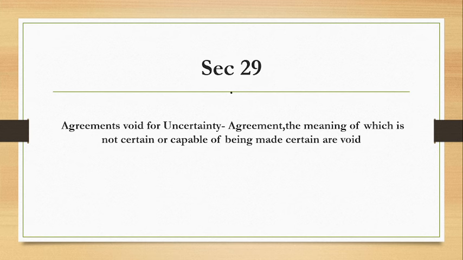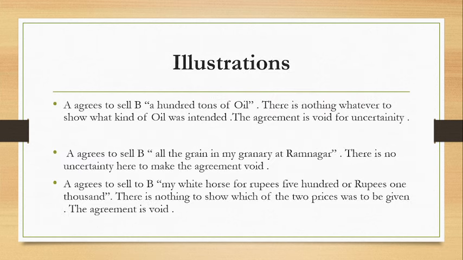Section 29. Agreements void for uncertainty. Agreements, the meaning of which is not certain or capable of being made certain, are void. Example, if A agrees to sell B 100 tons of oil, so question arises, which type of oil? Mustard oil, kerosene oil, petrol oil? There is nothing whatever to show what kind of oil was intended. The agreement is void for uncertainty. So as it was not certain which kind of oil, the agreement is void. So it is void ab initio.